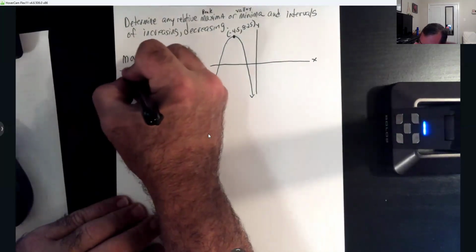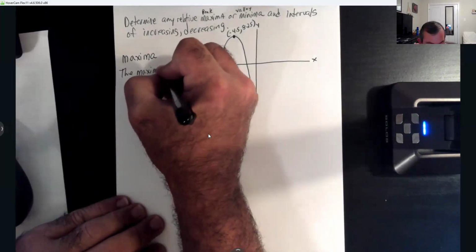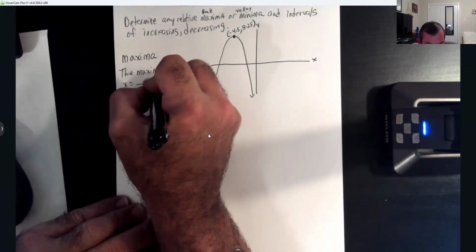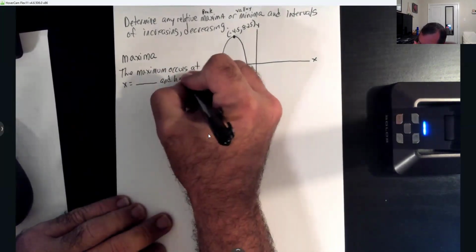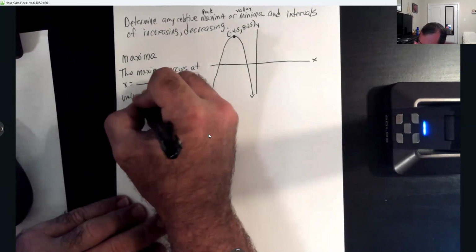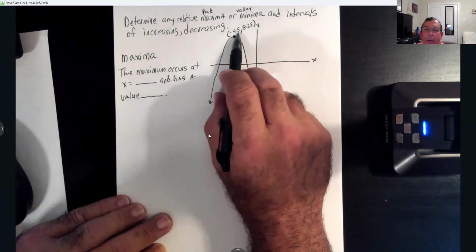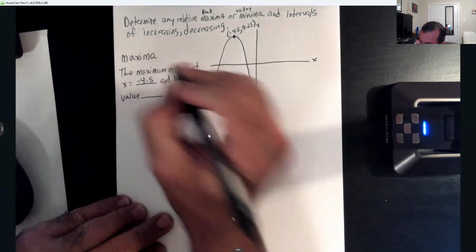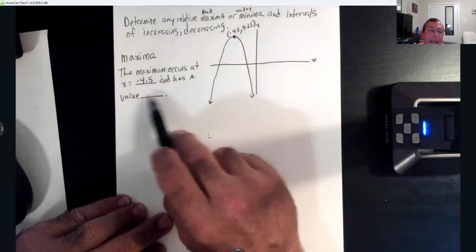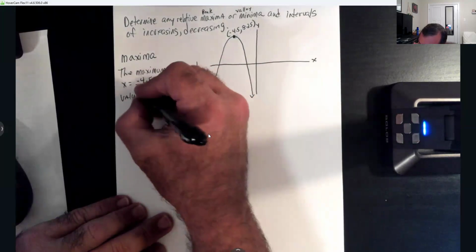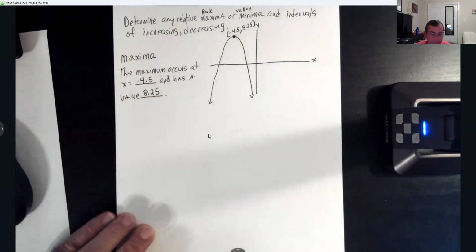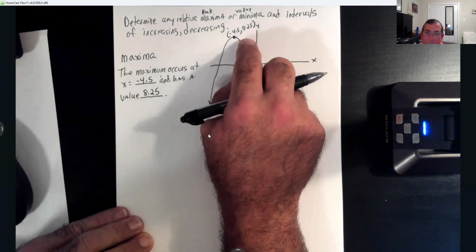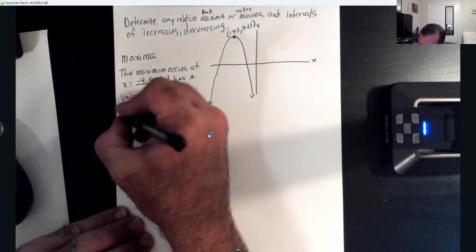And then it says the maximum occurs at x equals blank and has a value blank. Well, the x value it's happening at, they're giving me the x. The x value is -4.5. And the maximum, remember, is always the vertex, and they gave us that. And then the value is equal to the y value, which is 8.25. So notice, they're giving us everything on these problems, okay? All right, then it wants increasing.